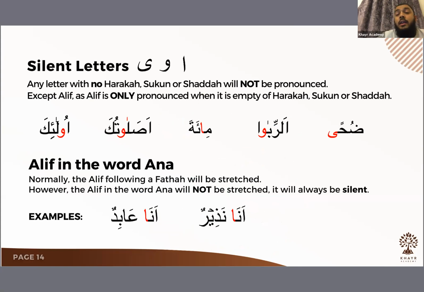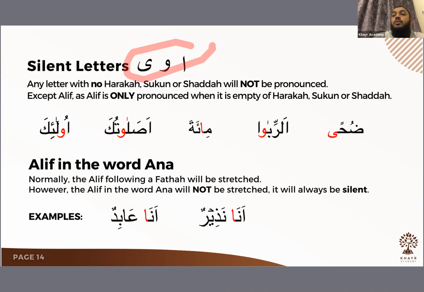Okay, the next ones are silent letters. In the Quran, sometimes there are only 3 letters that can be silent. The first one is alif, the next one is waw, and the third one is ya. Any other letter in the Quran can't be silent. So if you're reading Quran and there are letters with no fatha, damma, kasra, sakin or shadda, we will not pronounce these letters. Those letters can only be one of these 3.